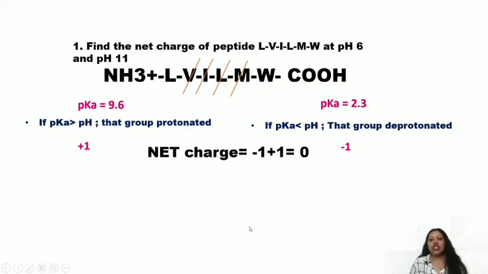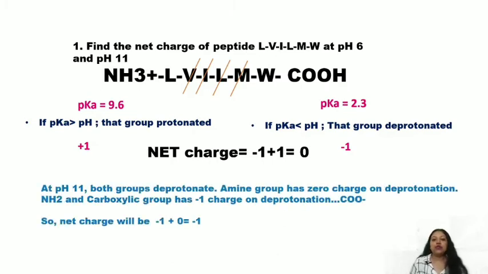So the net charge of the peptide at pH 6 is equal to -1 + 1 is equal to 0. Correct? It was a simple one. It has no ionizable R groups. So we always start from a simple one and will move towards a tough one. Now, what happens at pH 11?